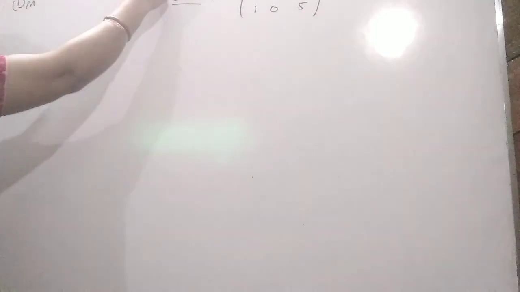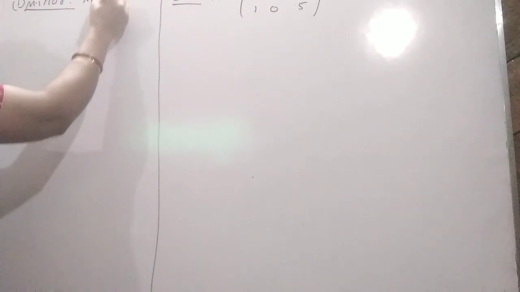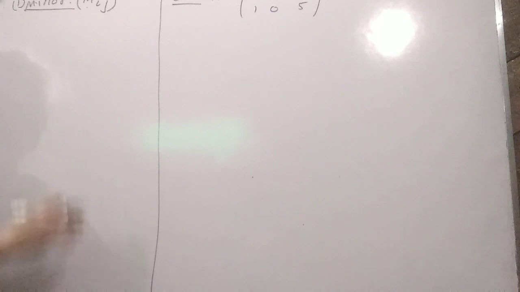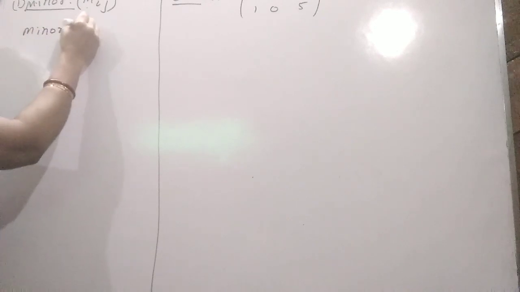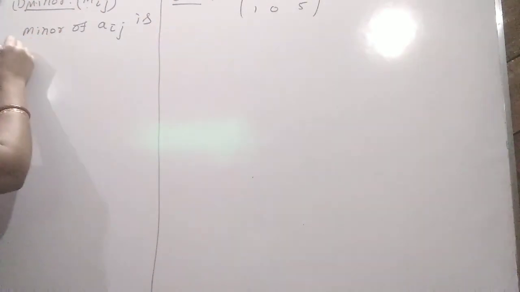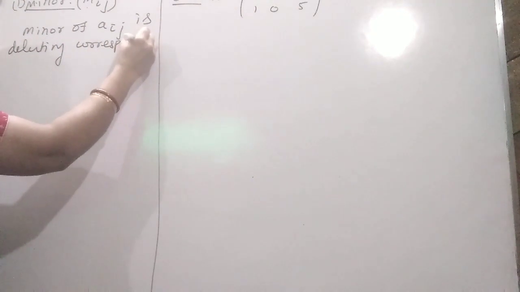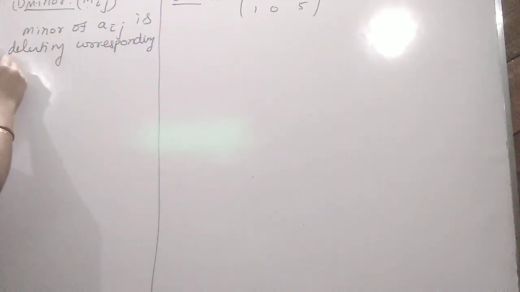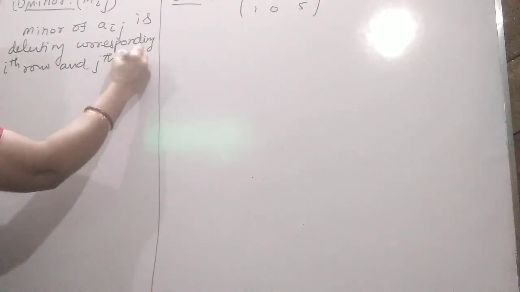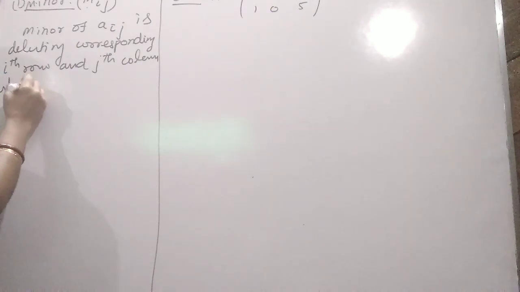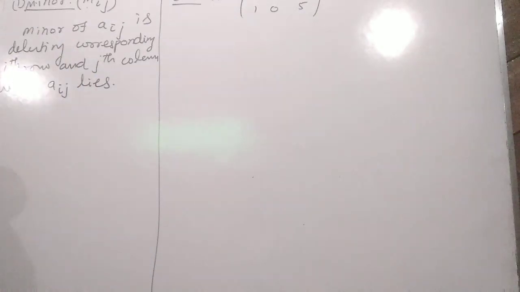First let me explain what is minor. What is the minor of the matrix? Minor is denoted by Mij. Now what is Mij? The minor of an element Aij is obtained by deleting the corresponding ith row and jth column in which Aij lies. That is called the minor of the element, minor of the matrix.